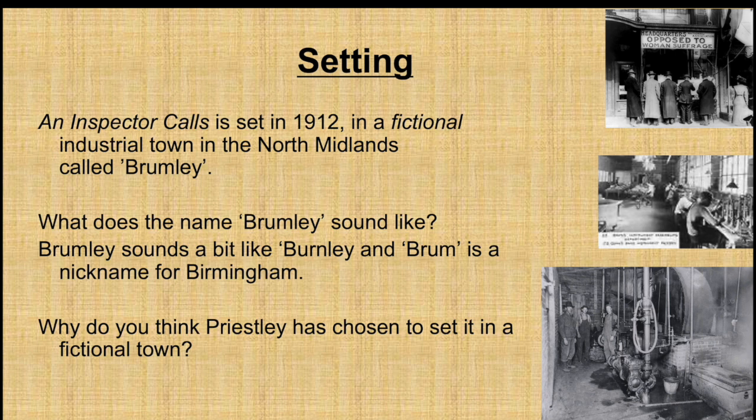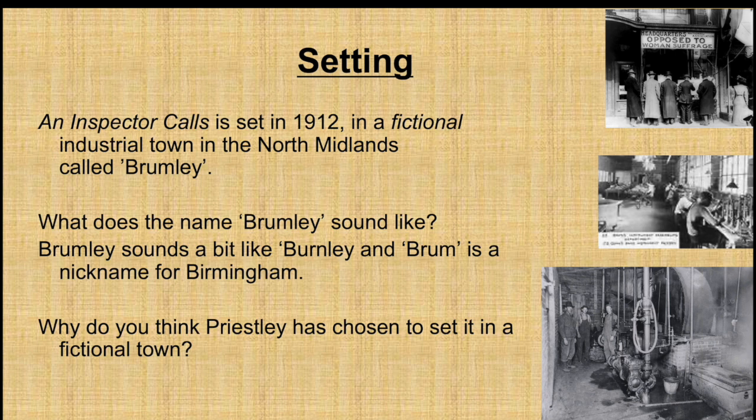But my thinking about why he has set it in a particular fictional town is, if you set it in a specific place, let's say London, then viewers can look at this and say, oh, well, yeah, those people, the Birlings, people who live in London, they're always very selfish and self-involved, aren't they? People in London definitely think like this. People in London have no idea what it's like to be poor. Obviously, that's not true. That's not what I believe.